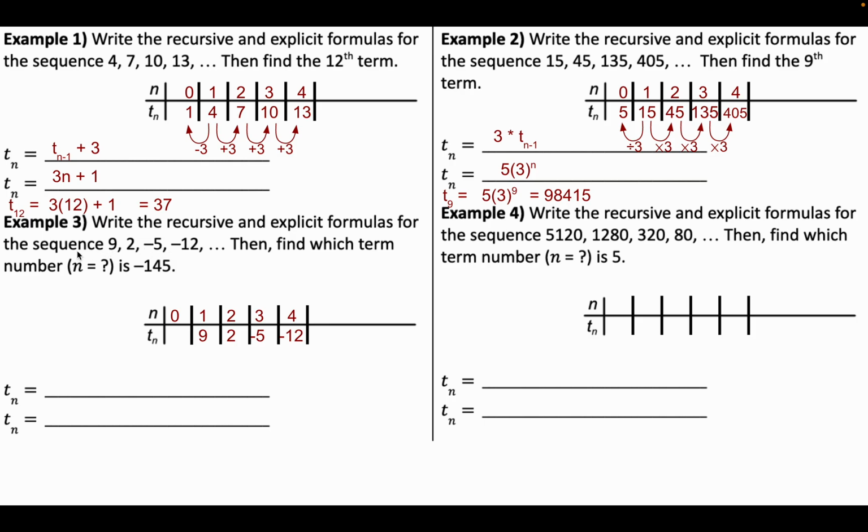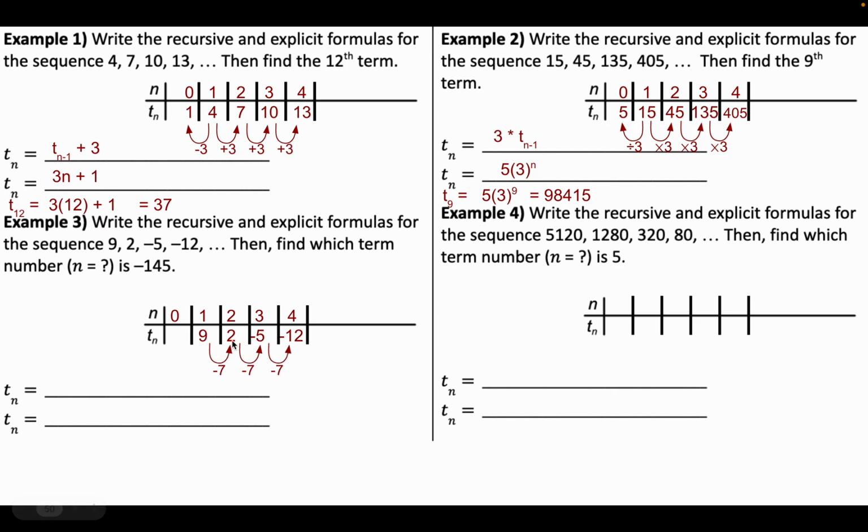Okay, in example 3, we're again going to find the recursive and explicit formulas. This time, though, they're asking us to solve for n. So instead of looking for a specific term, they're asking us which term is going to be negative 145. And so for this one, again, I would say that it's going to be much easier to use the explicit formula than it is to extend the table, although you could theoretically do that if you wanted to.